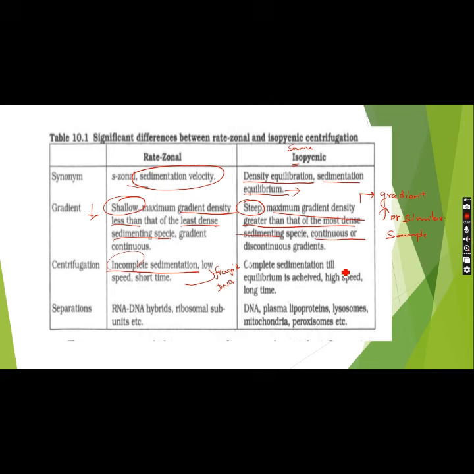But in the case of isopycnic, where there is fluctuation in the density, a higher density gradient is also possible. So complete sedimentation is possible because of the force applied, like the centrifugal field and the high density cushion force. So it's going to take place at high speed and long time.